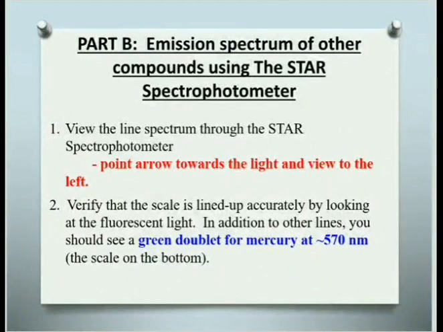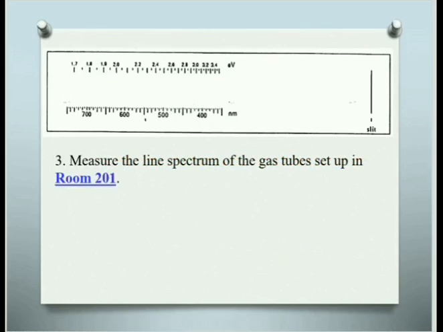Part B, emission spectrum of other compounds using the star spectrophotometer. View the line spectrum through the star spectrophotometer. Point the arrow towards the light and view to the left. Verify that the scale is lined up accurately by looking at the fluorescent light. In addition to other lines, you should see a green doublet of mercury at 570 nanometers. Measure the line spectrum of the gas tube set up in room 201.